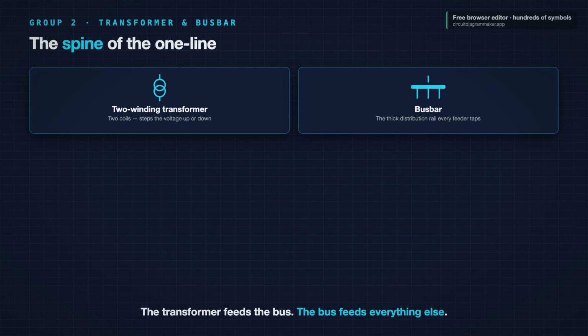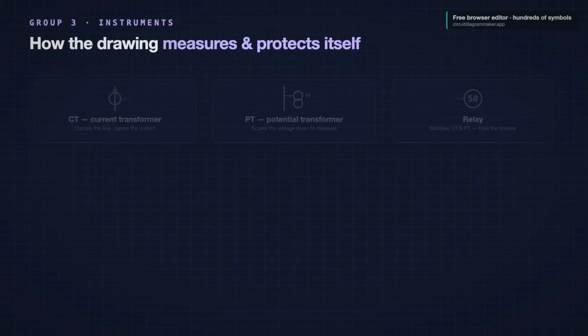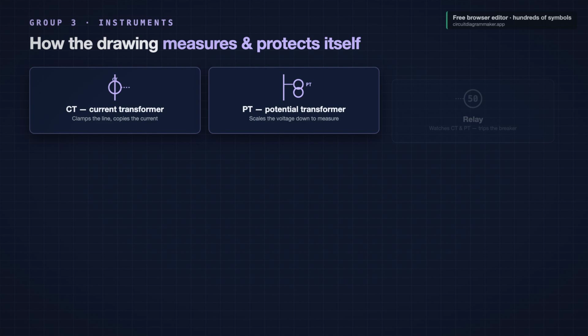Group 3, the instruments. These are how the drawing measures and protects itself. A current transformer, or CT, is a small circle sitting on the line. It clamps around a conductor and produces a tiny copy of the current for the meters and relays. A potential transformer, or PT, sometimes called a VT, is a pair of small circles tapped across the line. It scales the high voltage down to a safe level to measure. Both of these are instrument transformers. They exist only to feed information to the protection.